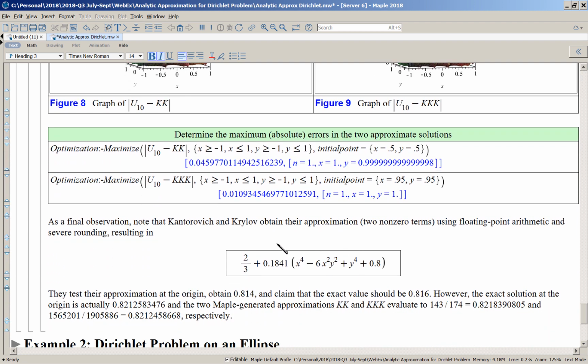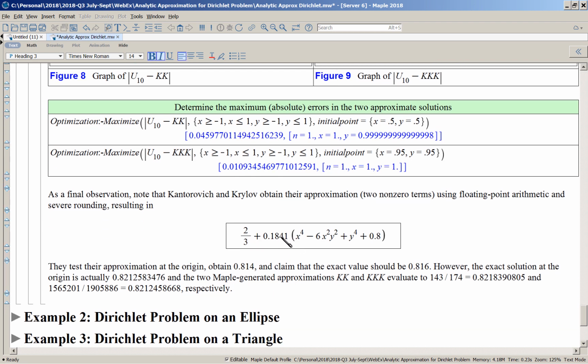And finally, this is what Kantorovich and Krylov actually display in their text as their approximating sum. This is how they wrote it. You can see they used a combination of floats and exact values. If you test this at the origin, you get 0.814. And they say that the exact value should be 0.816. Well, we found that the exact value is more like 0.821.